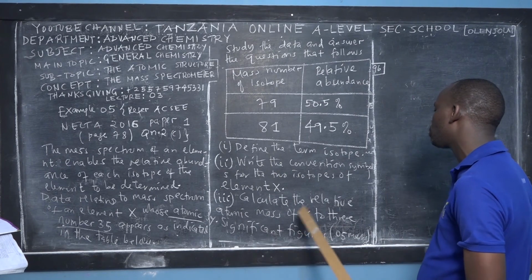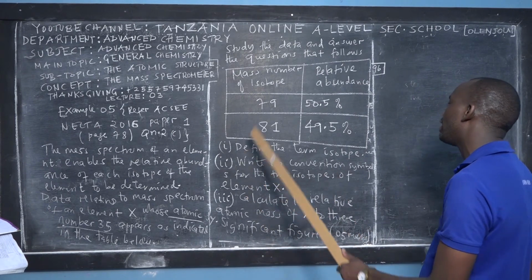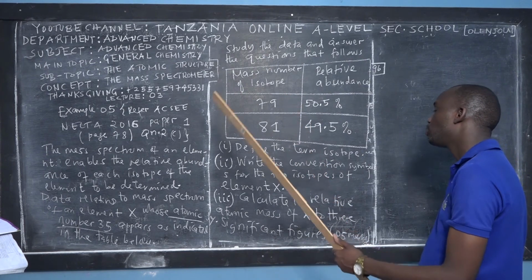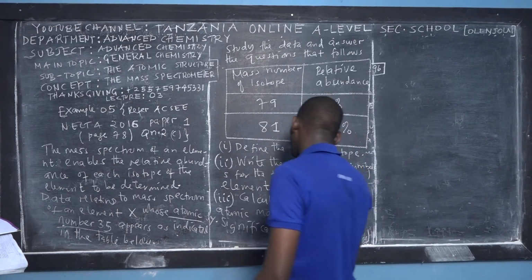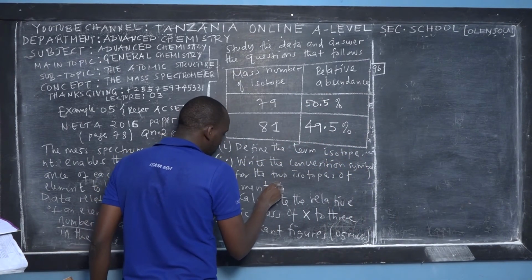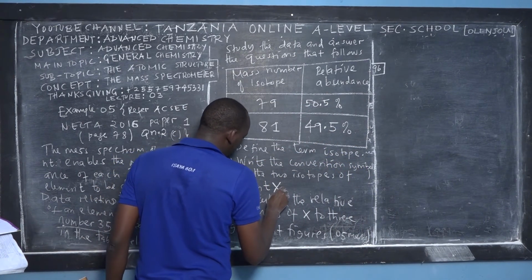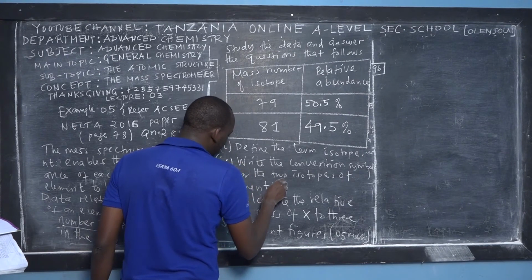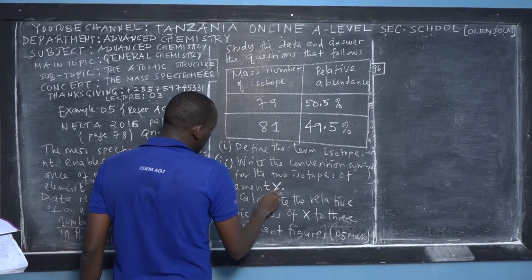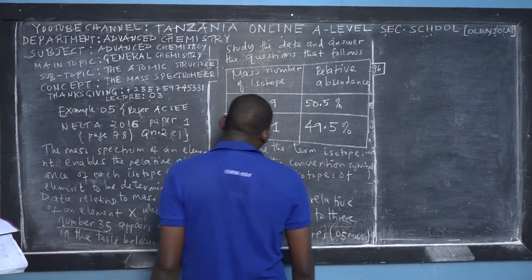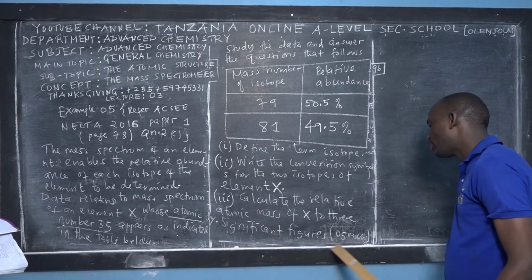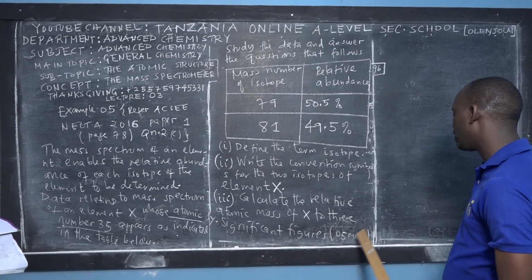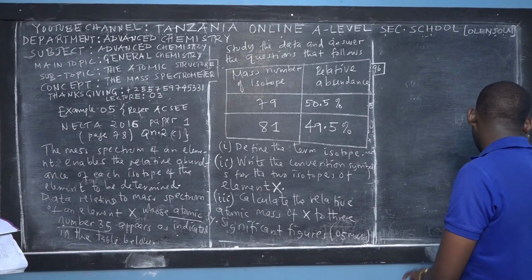Write the conventional symbols for the two isotopes of element X. This is the element X, we don't know it. So is this the symbol for the element? The symbol of the element is not Cl or Na. When I say Na, it means sodium, or Mg, no, it is X. Then calculate the relative atomic mass of X to seven significant figures, and so we have 5 marks.